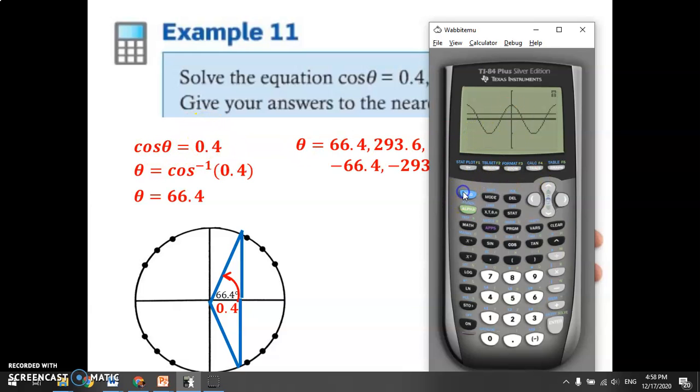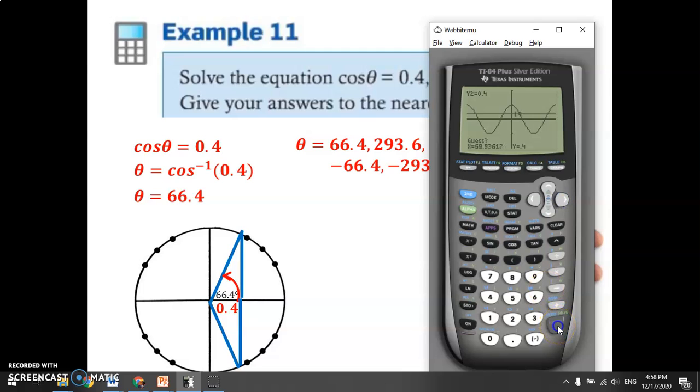Second, calc. Number 5 is intersect. It asks you first curve, it's flashing on the cosine curve, enter. Second curve, now it's flashing on the line, I think. Yeah, there, see? Enter. And now guess means tell me which intersect you're looking for. There's many of them here, but let's go to this first one here.